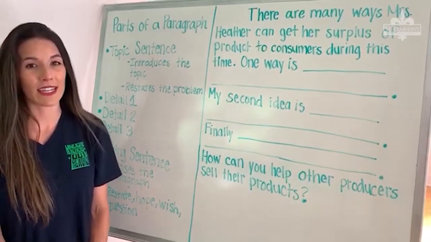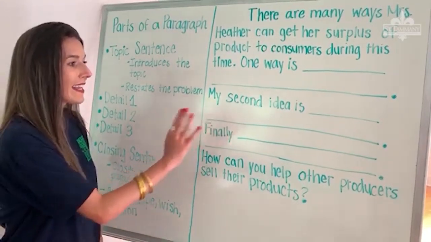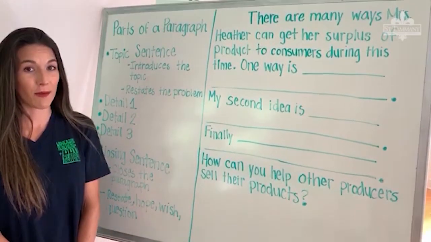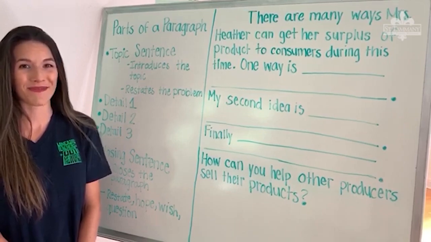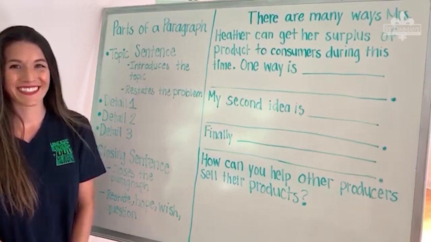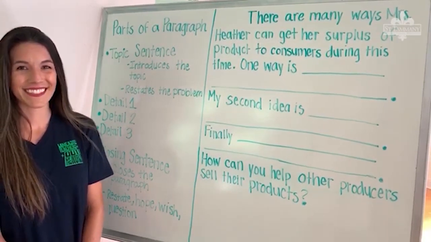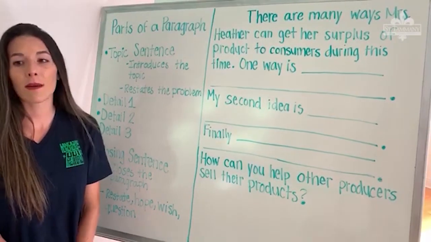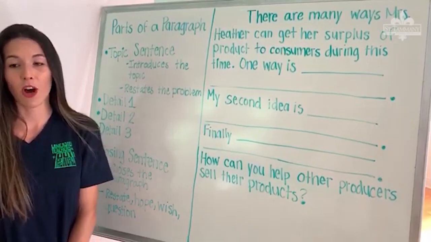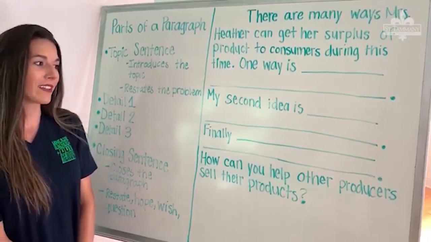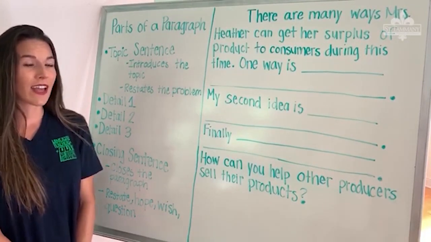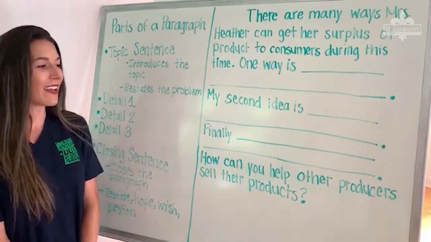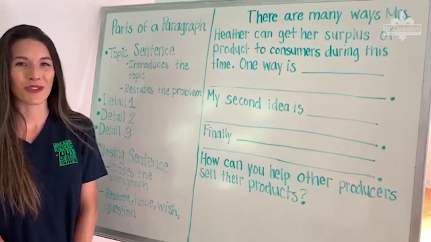Next, let's write our second detail. My second idea is, this time I challenge you to come up with one all by yourself. Now let's write our third detail. Some transitional words you may want to use are lastly, finally. My third detail is, I chose to use finally. Go ahead and fill in the rest of the sentence on your own.